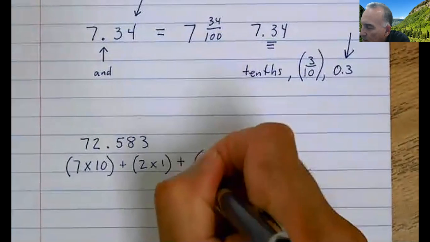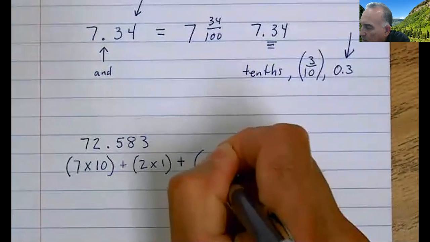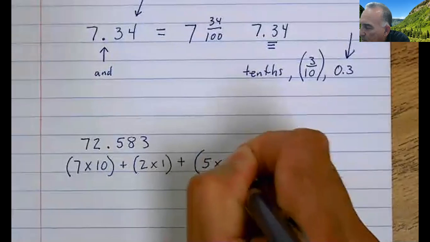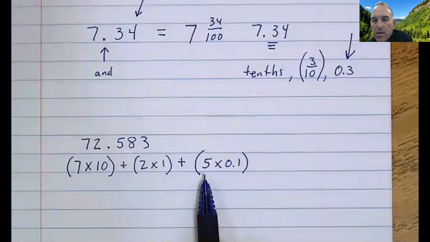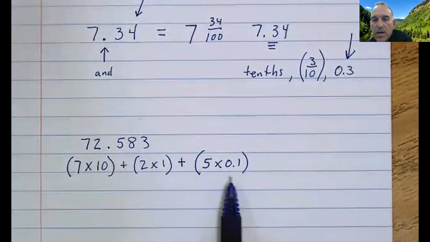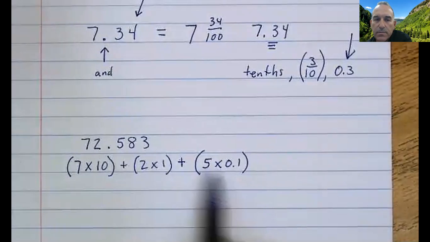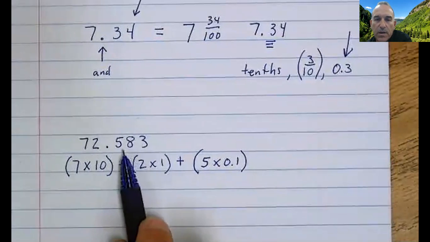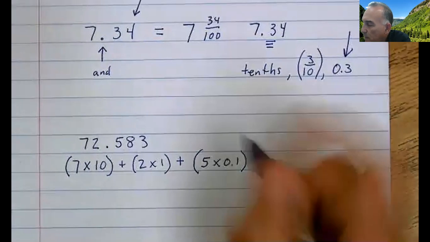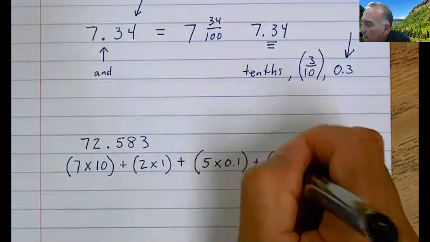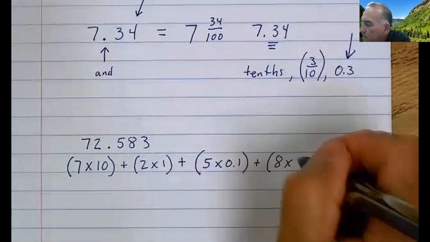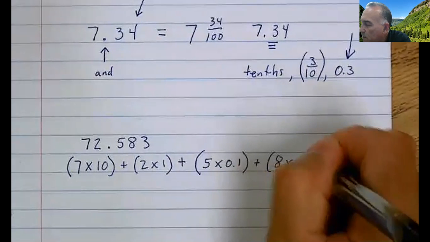I could come over here and go, this is 5 times 0.1. What would I get? I could spot check along the way. If I multiplied that, if I pulled that out and multiplied it, what would I have? 0.5, correct? There's 0.5 right there. Ready? So I'm going to continue. This one would be 8 times 0.08.